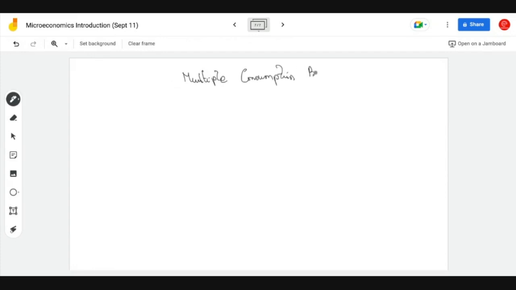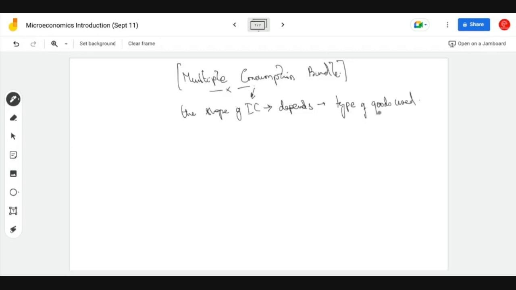Consumption bundle. Okay. See, when we are talking about multiple consumption bundles, there are different types of goods that we use, and the shape of the indifference curve depends upon the type of goods used. What do we mean by types of goods? So there are types of goods which are, let's say, perfect substitutes.